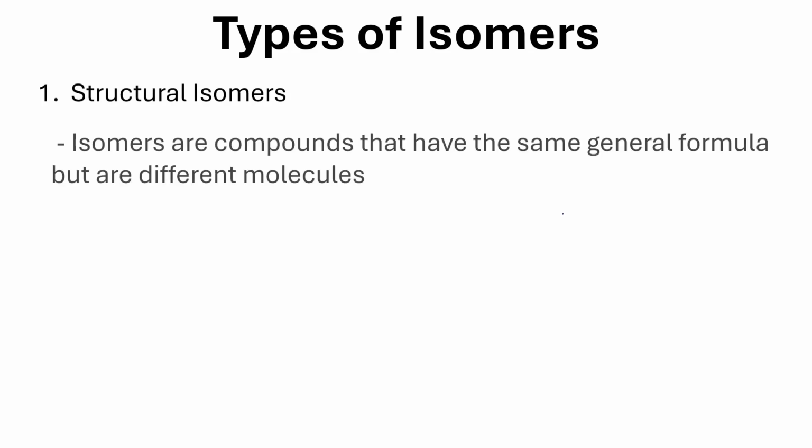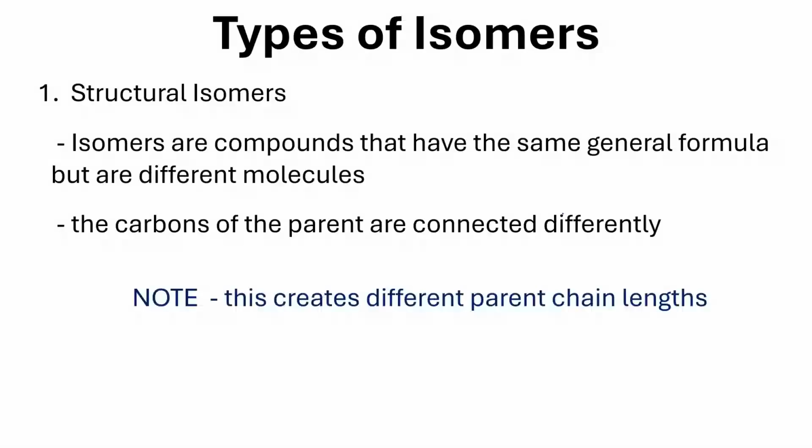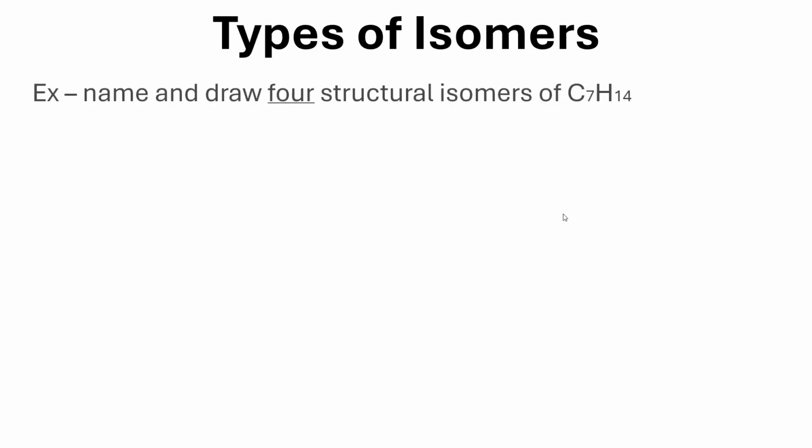Taking a look at the first kind here, we have something called structural isomers. Again, I've put: isomers are compounds that have the same general formula but are different molecules. So how are they different in this case? Well, they're different because we are going to connect the carbons differently in the parent chain, or the longest chain, and this is going to create different parent chain lengths. So let's take a look at an example here.